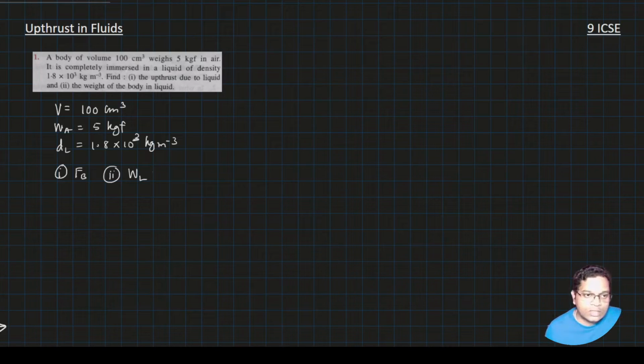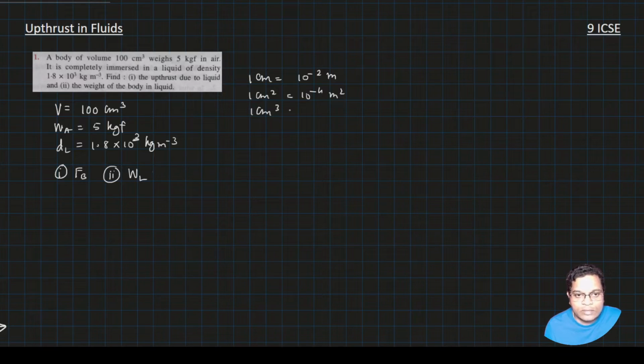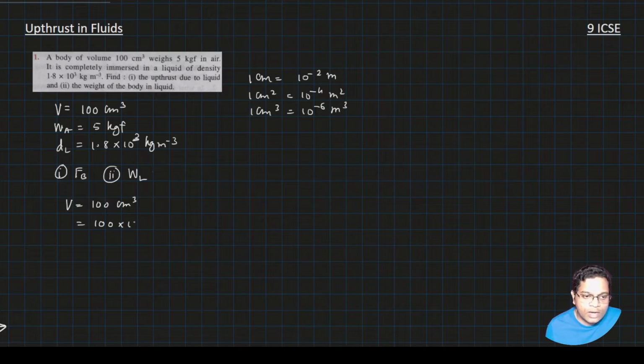Here the volume is in centimeter cube, and the rest of the information is given in SI. So just a revision: 1 centimeter is 10 to the power minus 2 meter. 1 centimeter squared is 10 to the power minus 4 meter squared. 1 centimeter cube is 10 to the power minus 6 meter cube. So therefore, the volume, which is 100 centimeter cube, will be 100 into 10 to the power minus 6 meter cube. Now 100 is 10 to the power 2, so this will be 10 to the power minus 4 meter cube.